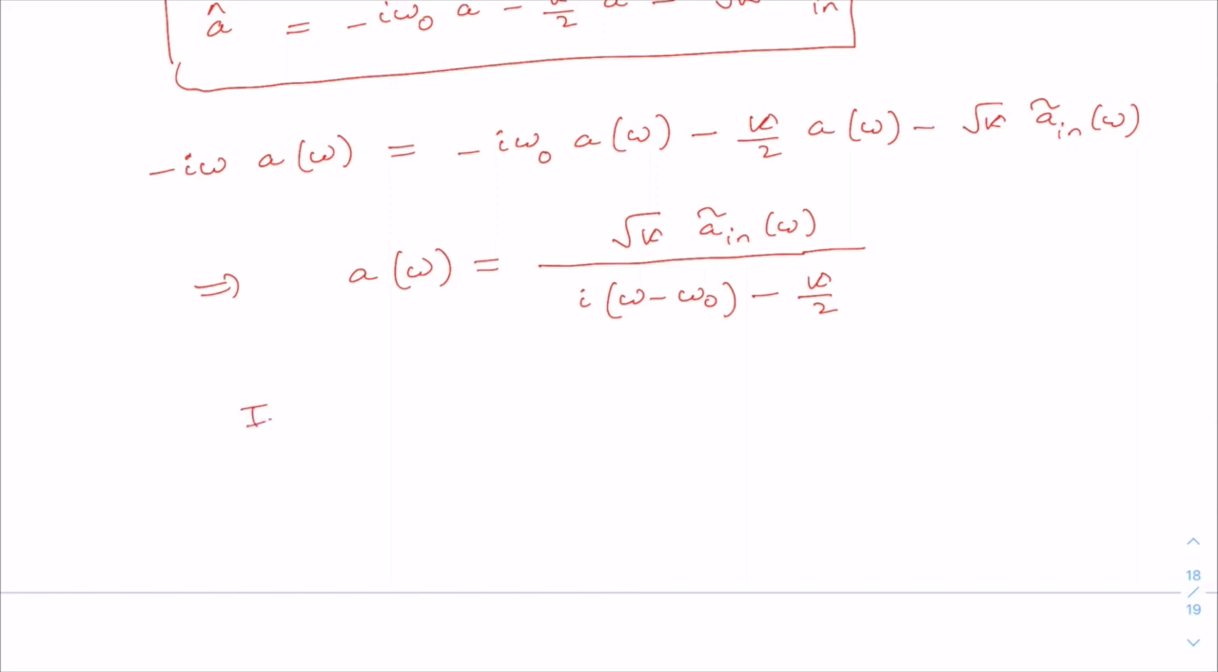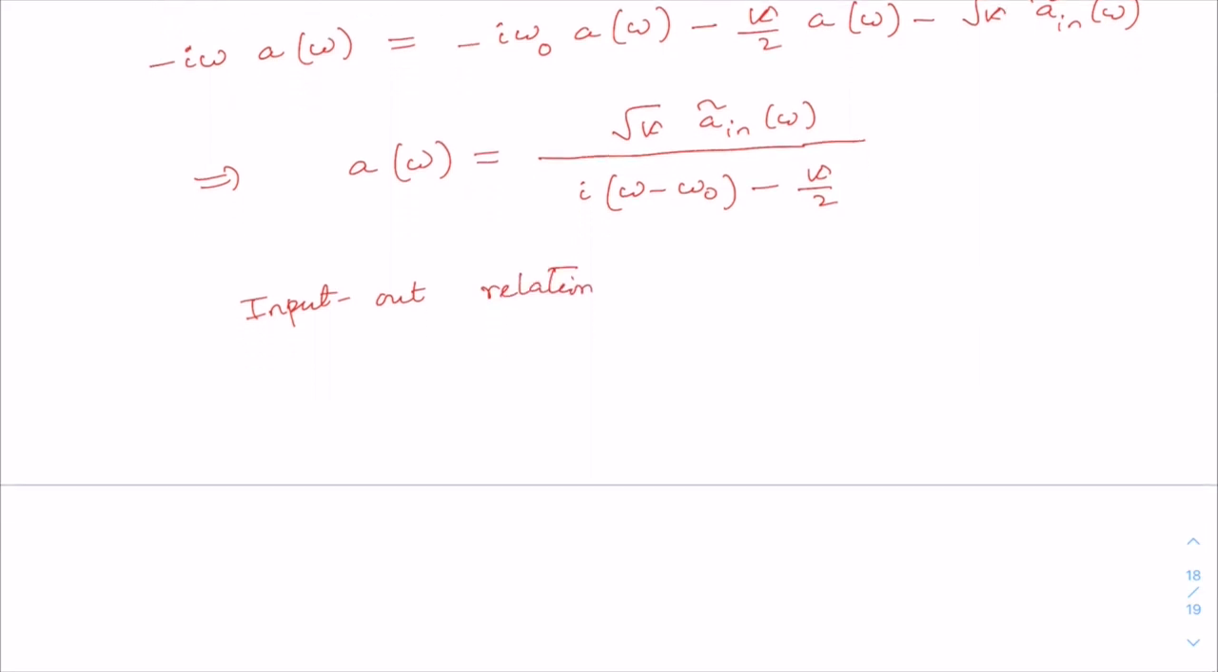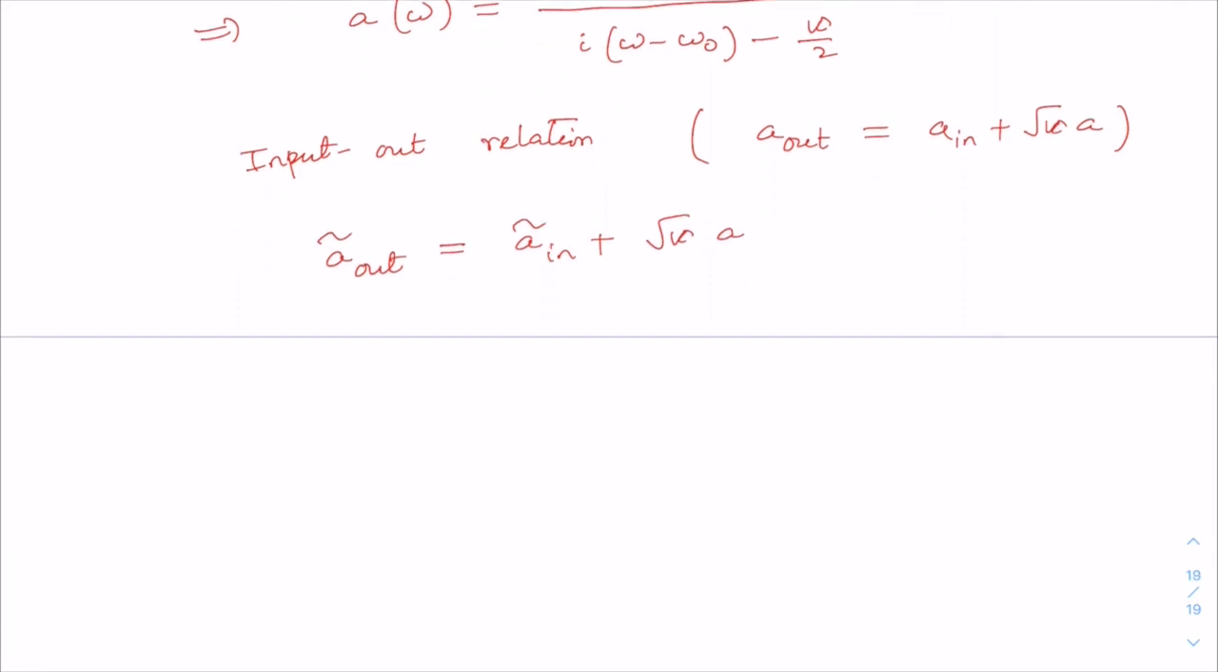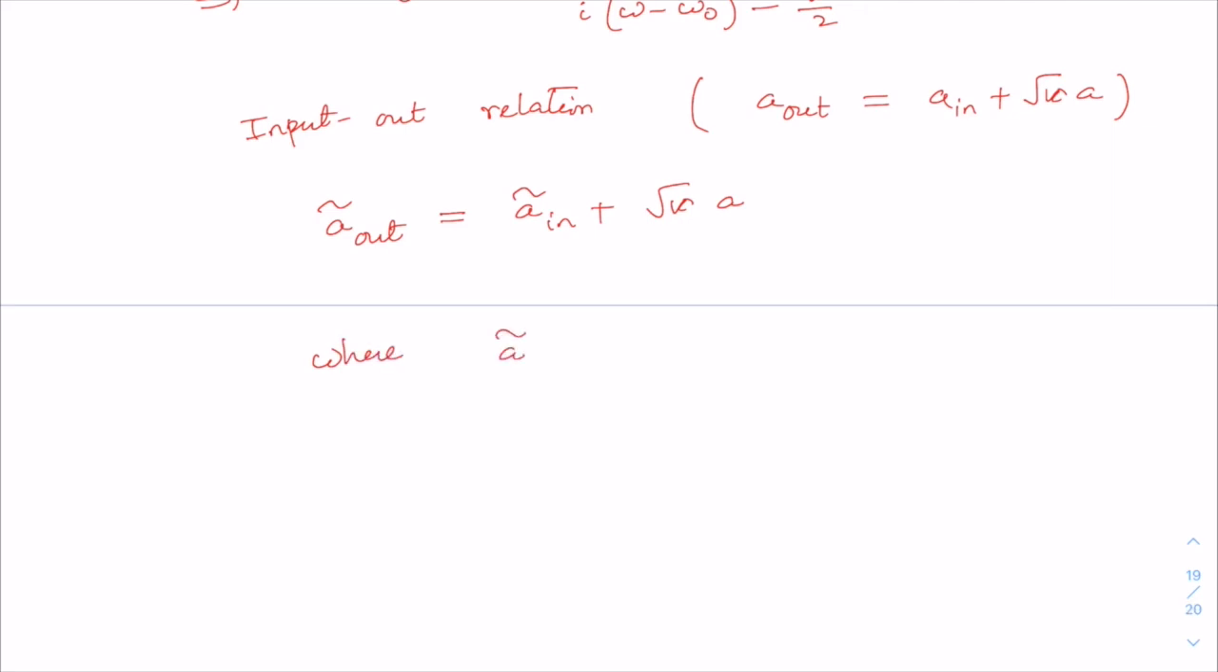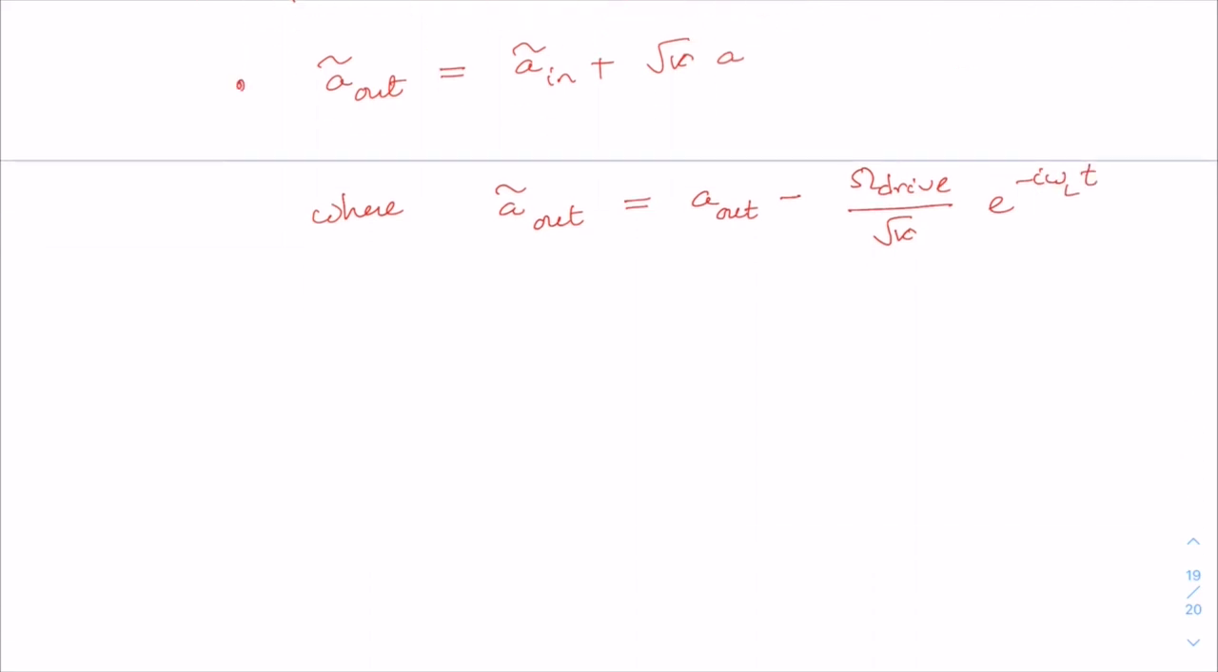So now let me rewrite the input-output relation for the new variable. We have the input-output relation: A out is equal to A in plus square root of kappa A. This we can write for our new variable as A tilde out is equal to A tilde in plus square root of kappa A, where A tilde out is defined in a similar way to A tilde in, A tilde out is equal to A out minus omega drive divided by square root of kappa e to the power minus i omega L t. If I take the Fourier transform of this relation, I get it in the frequency domain as A tilde out of omega is equal to A tilde in of omega plus square root of kappa A of omega.